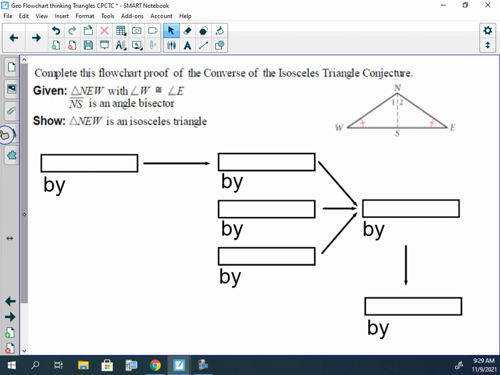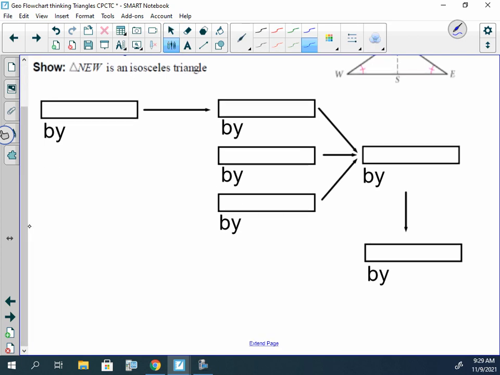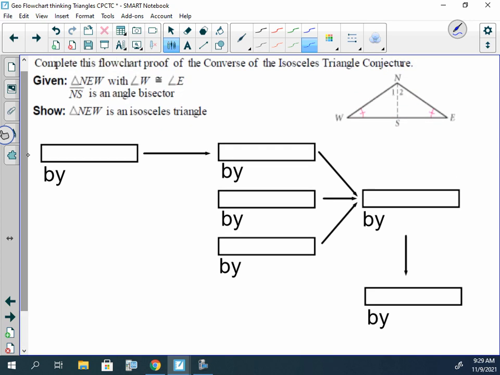Use the flowchart proof of the converse of the isosceles triangle conjecture. Show that triangle NEW is an isosceles triangle. So we're given the triangle NEW with angle W congruent to angle E, and NS is an angle bisector.